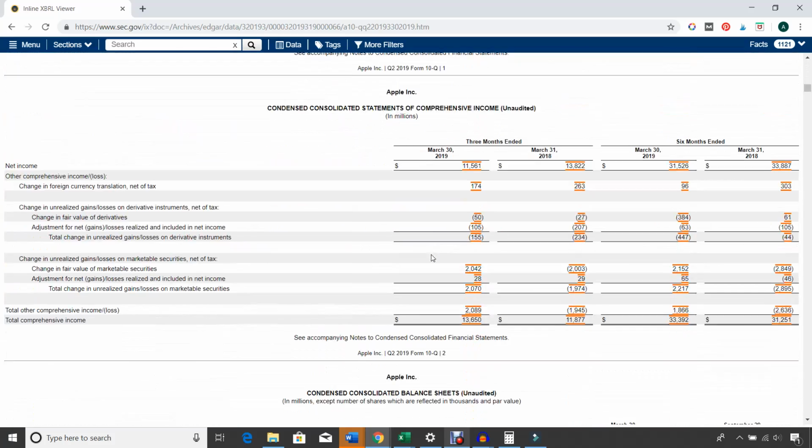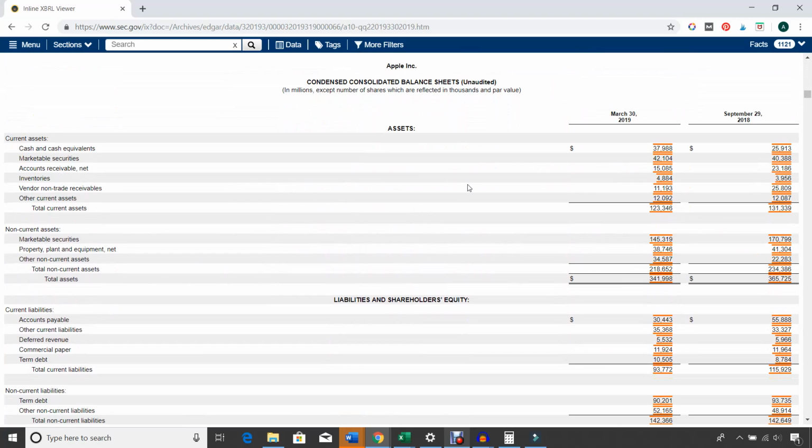Now, the balance sheet differs from the income statement in that it deals with a company's assets and liabilities versus the revenues or expenses, like the income statement. So the way the balance sheet is reported is there's usually two dates. There's one date for the most current period, and then the date as of year end.